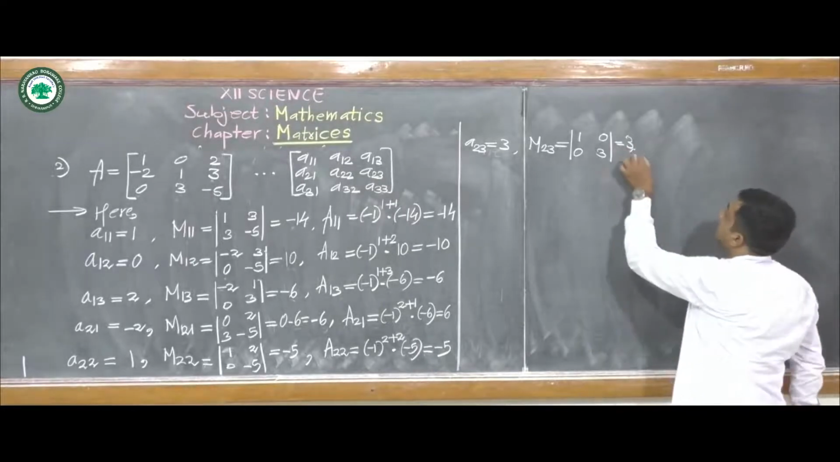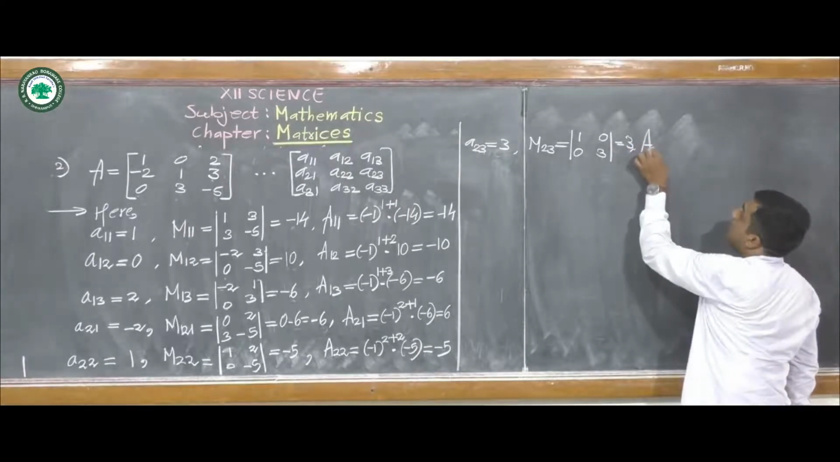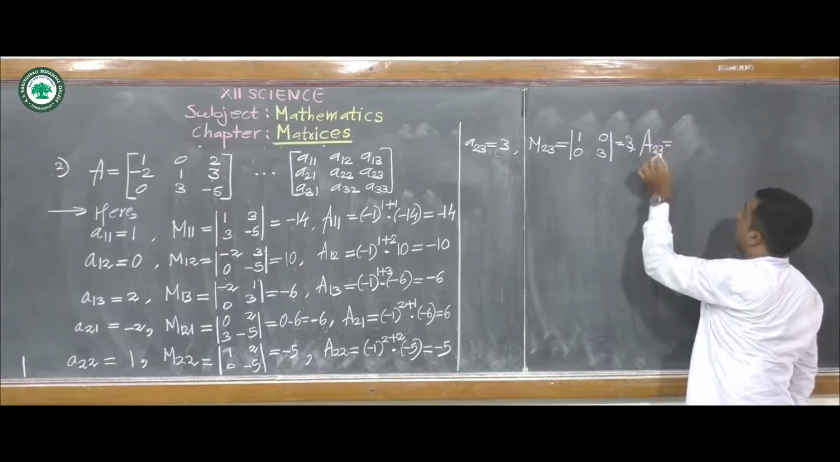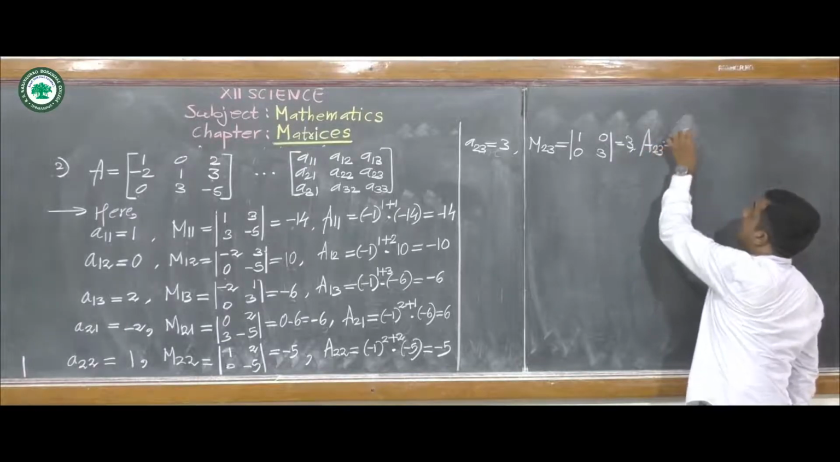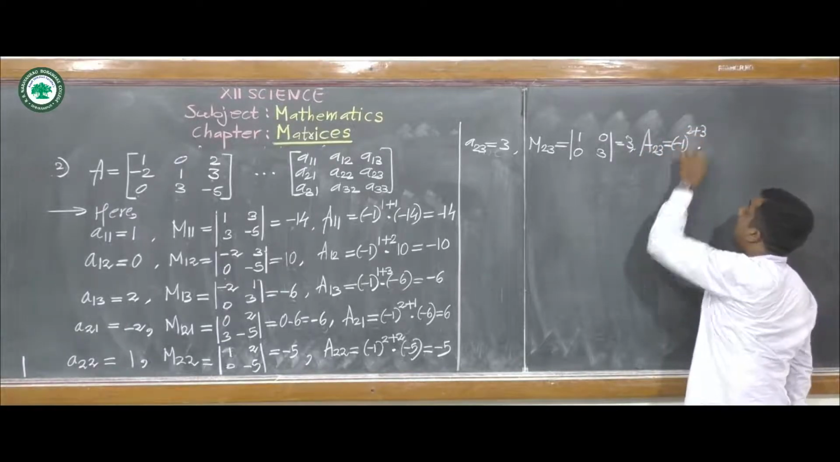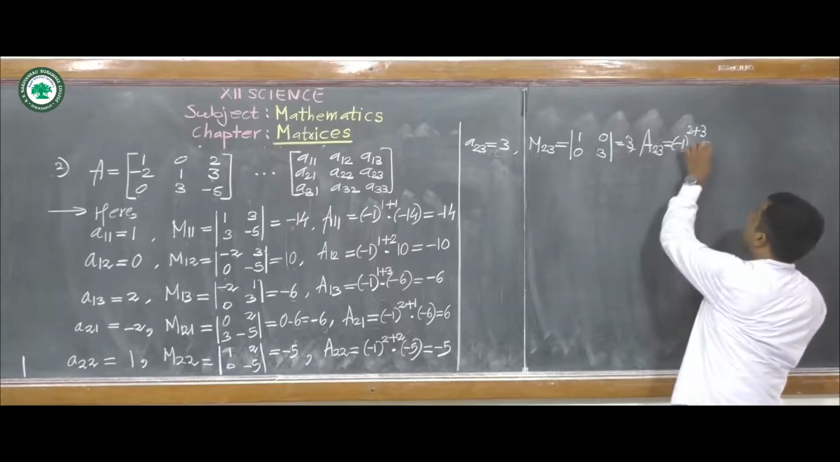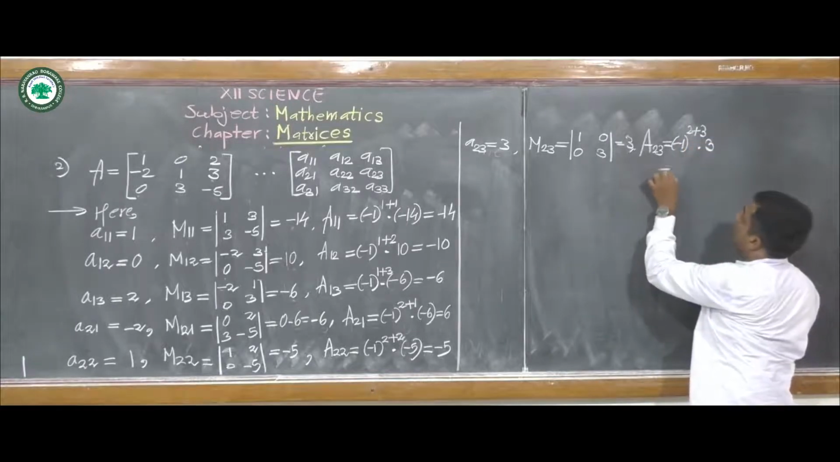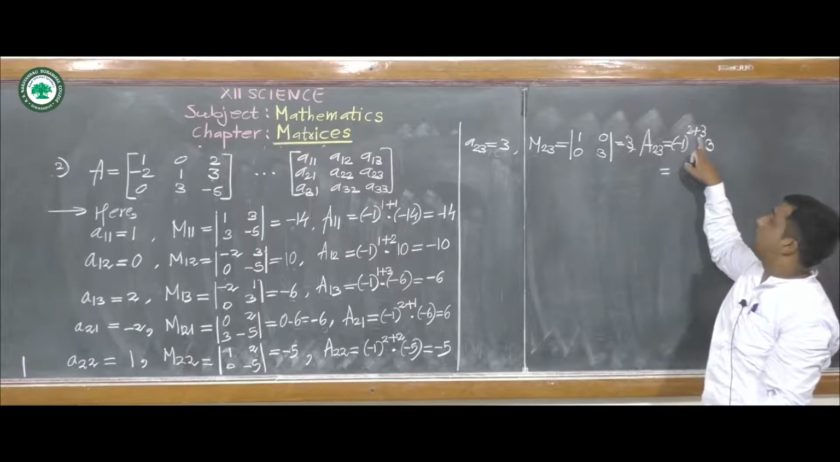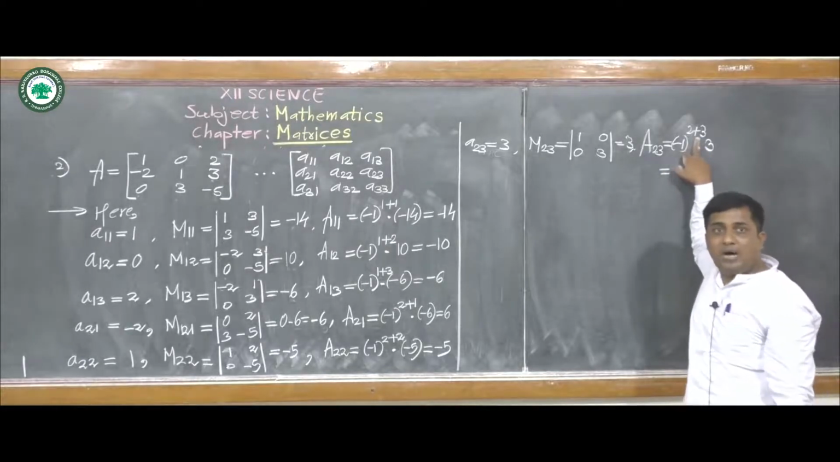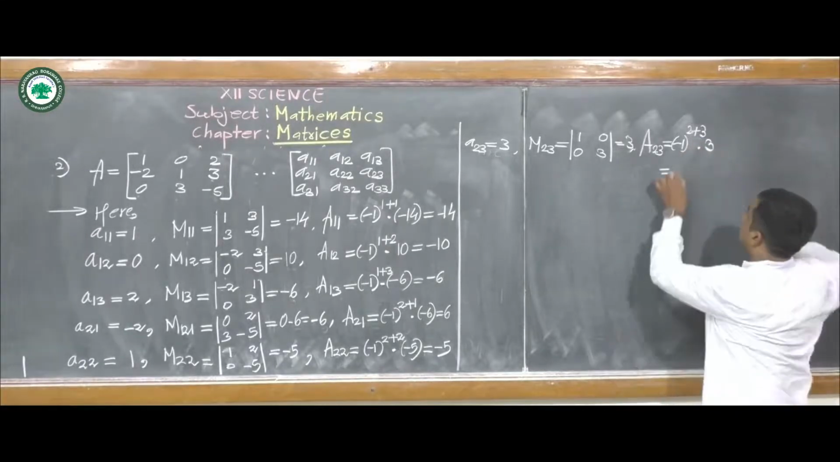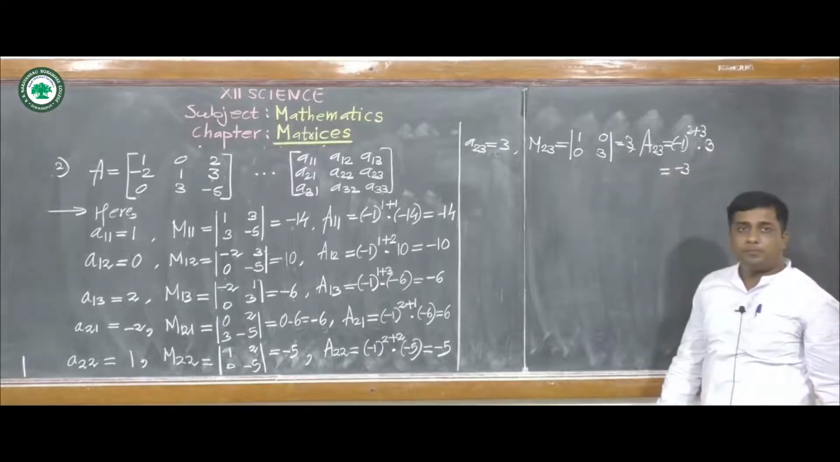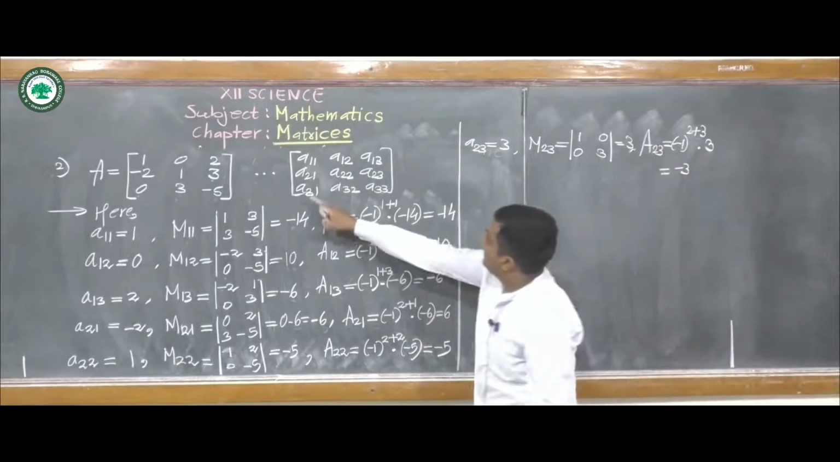Then we find its cofactor. A23 is equal to minus 1 raised to 2 plus 3 into the minor, which is 3. This is equal to minus 1 raised to 5 is minus 1, and minus 1 into 3 is minus 3. Then we go with the next element.